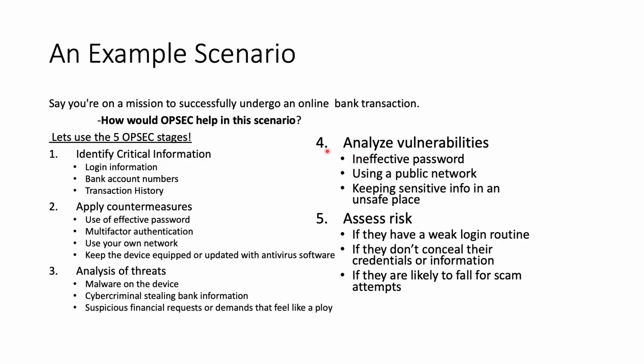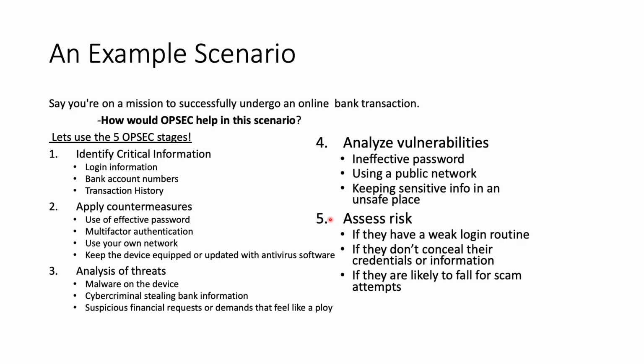Number 4 is analyze vulnerabilities, which in this context, you could think of as an ineffective password or using a public network. Essentially just the opposite of the countermeasures. So ineffective password, effective password. Own network, public network. Keeping, so this one's different. It would be helpful to just keep sensitive info, or not helpful, sorry. This one wouldn't be helpful. Keeping sensitive info in an unsafe place is obviously a no-go.